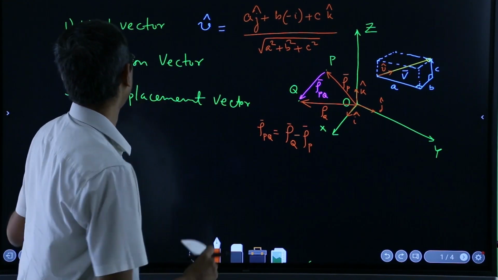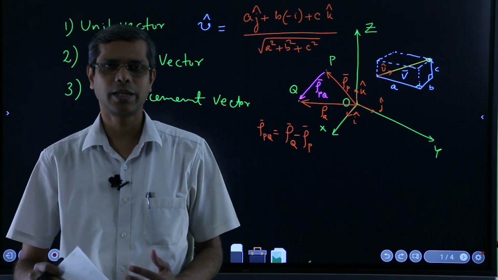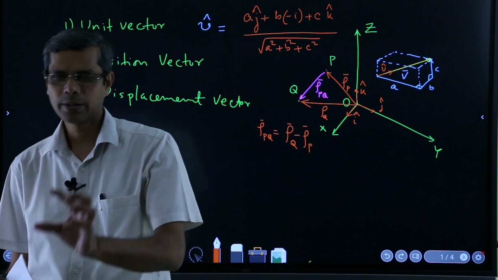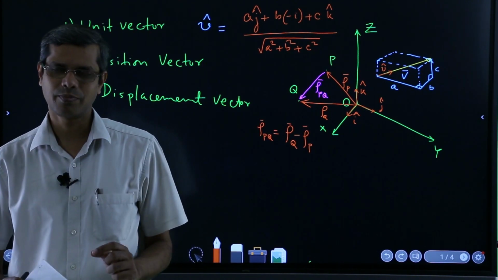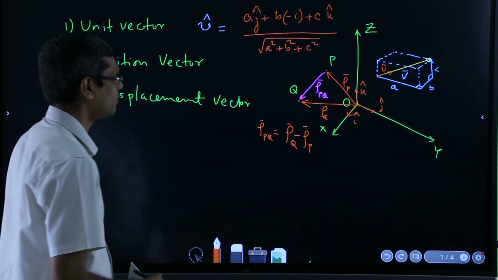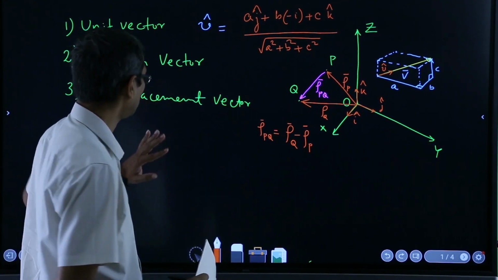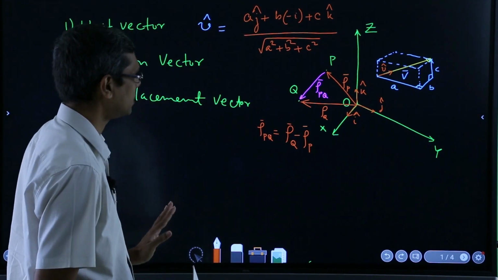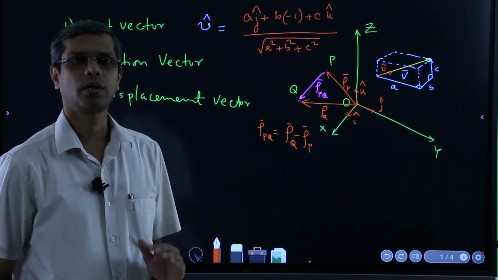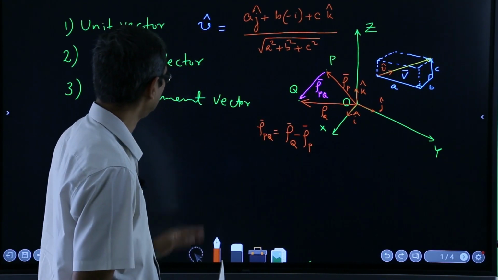So, these are the most fundamental three vectors, and using them now we will develop some more sophisticated vectors, which again will be building blocks for solving problems. But let us first be very clear about what these three vectors mean and how to write them. That should be clear.